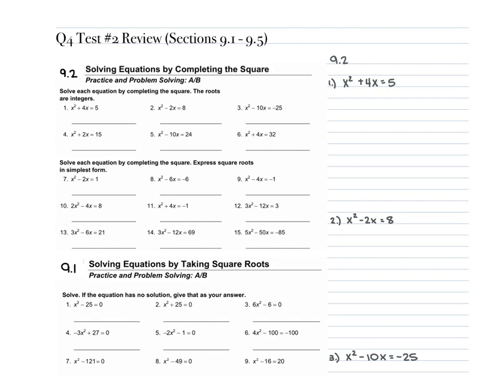Quarter 4 test 2 review, sections 9.1 and 9.5. Your first section within your review actually goes over 9.2. So we are solving these equations by completing the square.